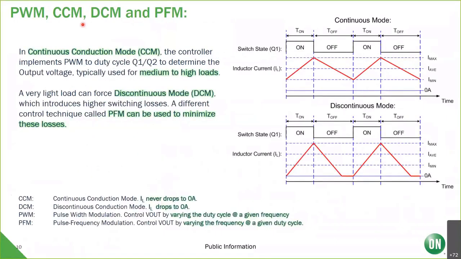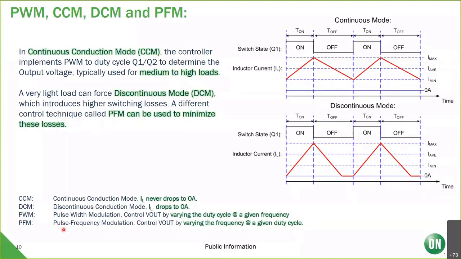So we mentioned CCM, which is continuous conduction mode, where that current, IL, never hits 0 amps while Q1 is going on and off. The controller implements the PWM to duty cycle Q1 and Q2 to determine the output voltage. This is typically seen in medium to high loads in CCM. However, a very light load can force DCM, discontinuous mode, which introduces higher switching losses. A different control technique called PFM can be used to minimize these losses.